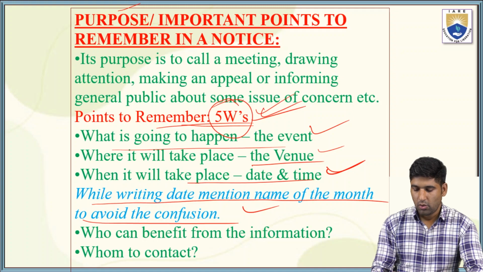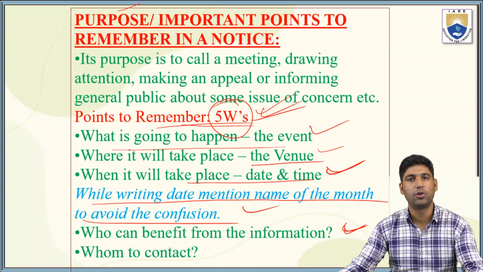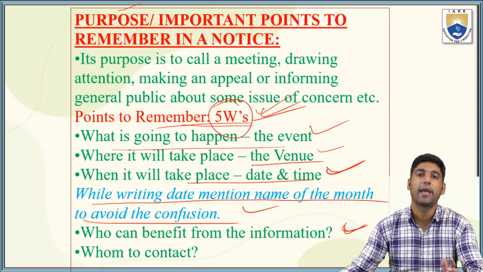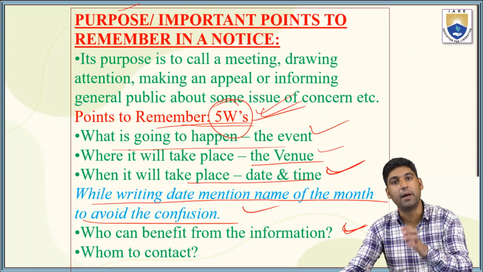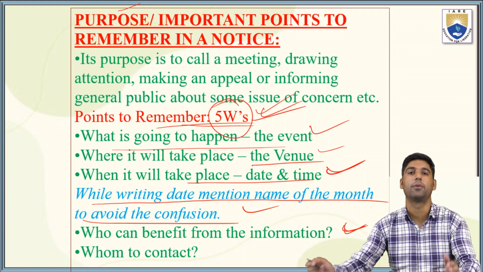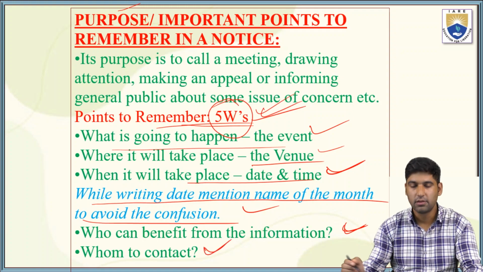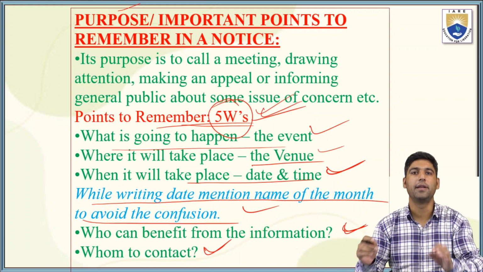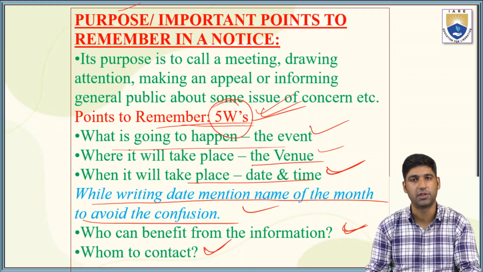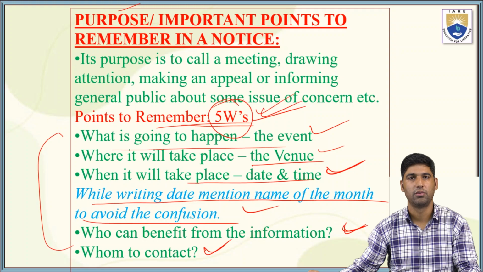Then, who can benefit from the information? As I told you when I was explaining the notice, it is for a specific group of people. Who can benefit from the notice, from the information? So it should include that bunch of students or other people who belong to another section. Then, whom to contact? Who is the person we should contact? Who is the person who is going to write our names for a particular event, for a particular activity? So these are the 5 W's which we need to know.